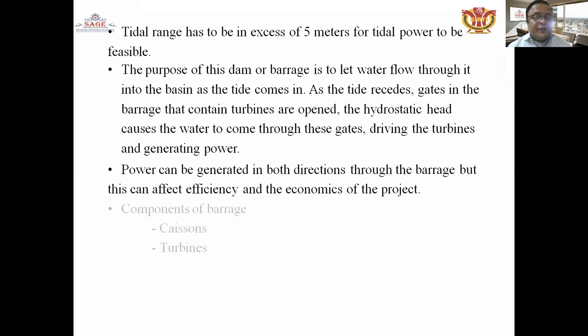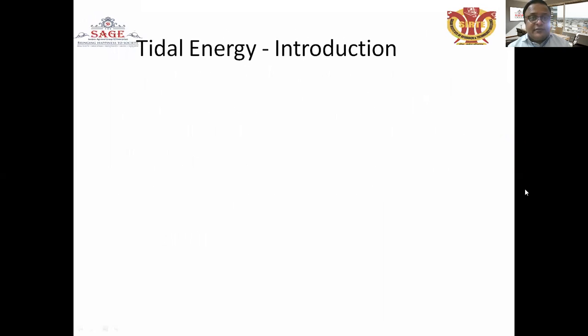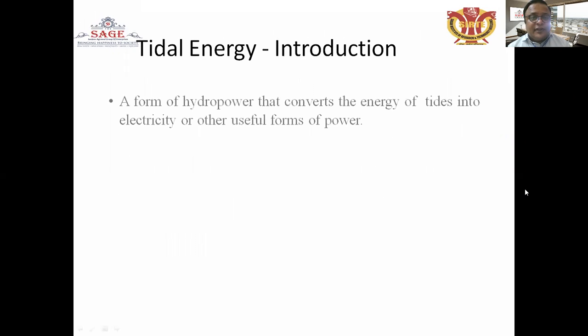Power can be generated in both directions through the barriers, but this can affect the efficiency and the economics of the project. Okay, and the components of the barrage, also known as caissons, and the turbines. Tidal energy introduction: a form of hydropower that converts the energy of tides into electricity or other useful forms of power.